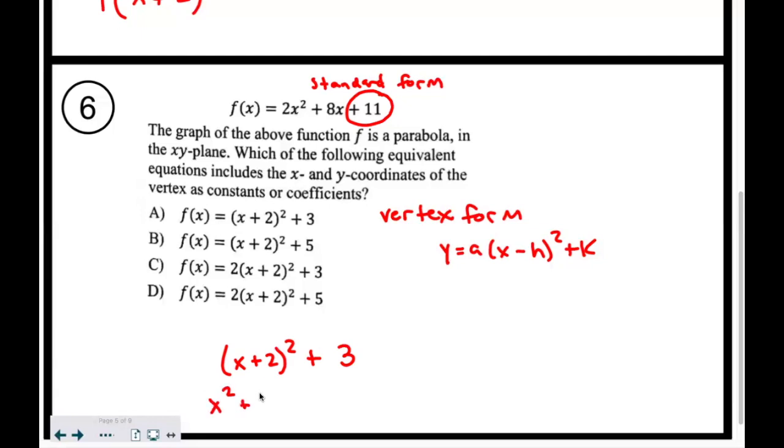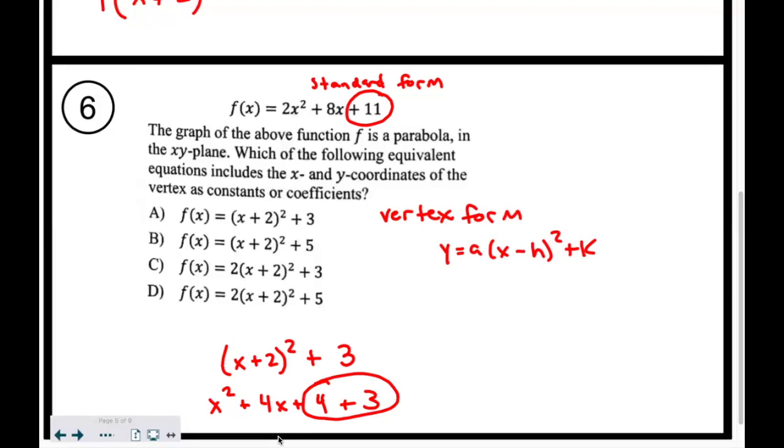Hopefully, we know if you really have to, you've got to do x plus 2 times x plus 2 and do FOIL, but it'll be x squared plus 4x plus 4 plus 3. This is not how I would normally do it. I just wanted to show you where the shortcut comes from. The constant is just going to be this 4 plus 3.